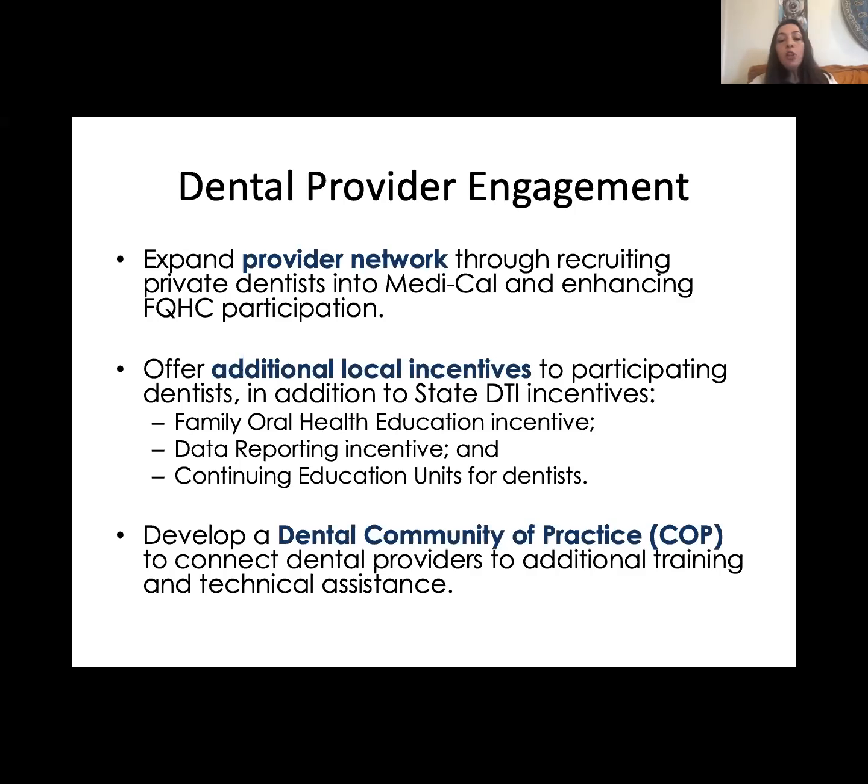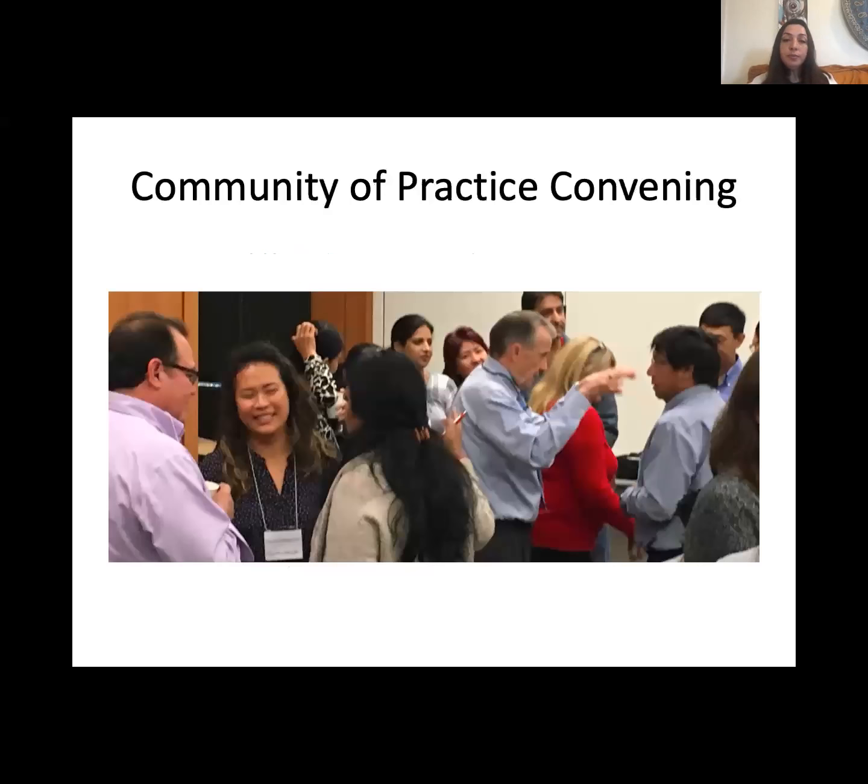And this way you develop a dental community of practice. This community of practice, they're working with the care coordinators one-on-one, so the new collaboration and new workforce is really being integrated into the practice. This is a picture of the community of practice convening.